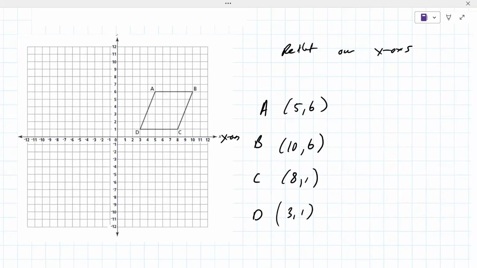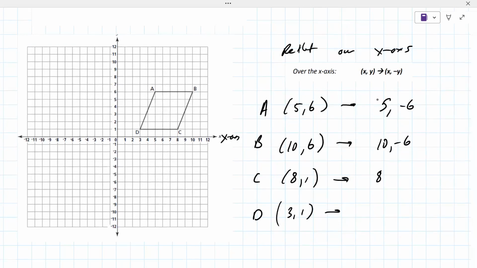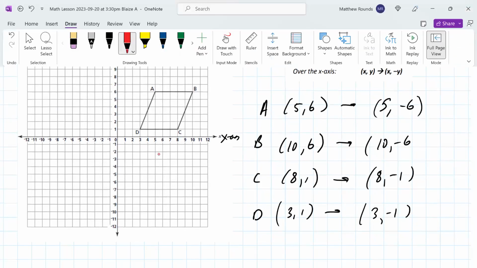Okay. So I'm again going to put the transformation formula in front of you. These are worth remembering. So notice this time x stays the same, but y is negated. So 5, -6, 10, -6, 8, -1, 3, -1. Good. And so when you graph this, you should see that reflection here.